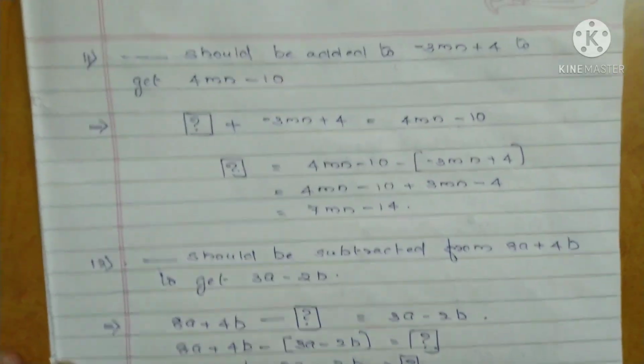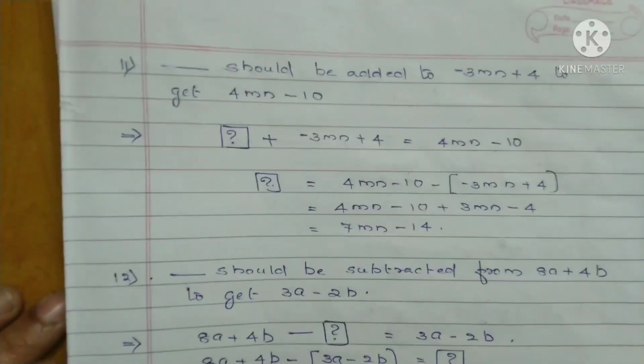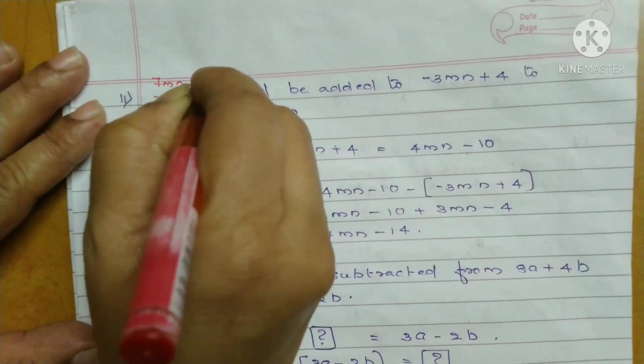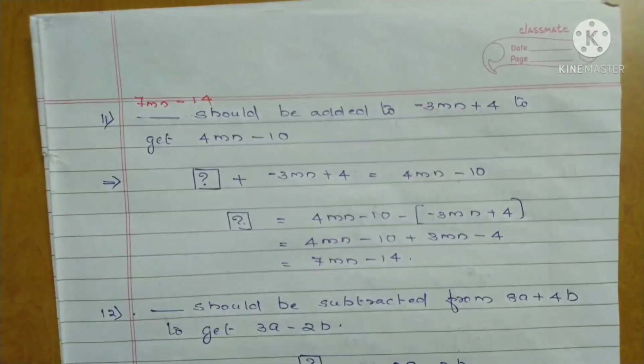So what should be added? 7mn - 14. 7mn - 14 should be added.